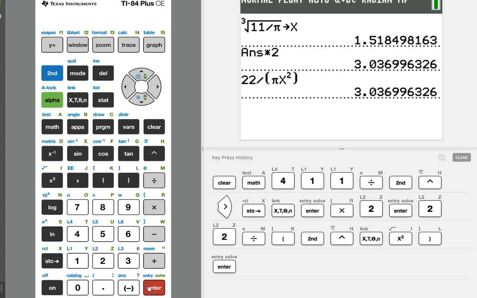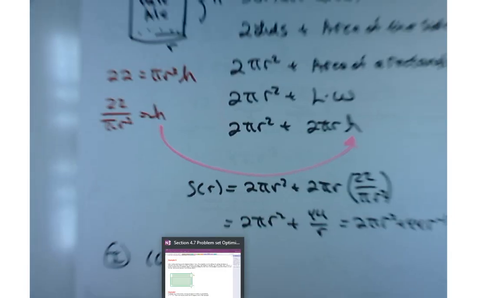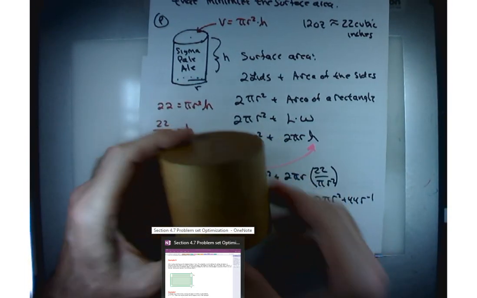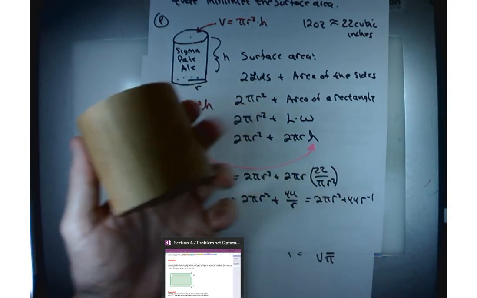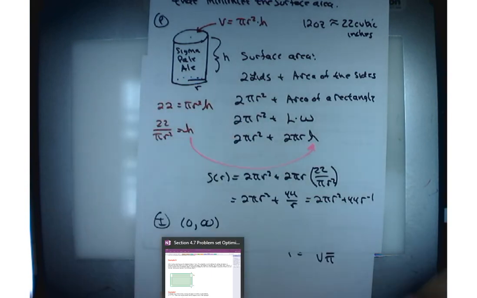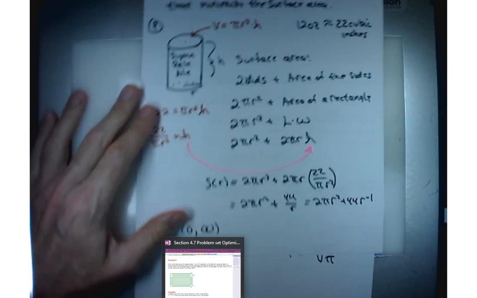Is there anything about that result that surprises you? It's the same as the diameter? Yeah, it's the same as the diameter. So the diameter and the height are the same. Basically, you've got a square looking can. And years ago, one of my neighbor friends actually built me that can. This is the one that I passed around a little bit ago. But yeah, it's square.